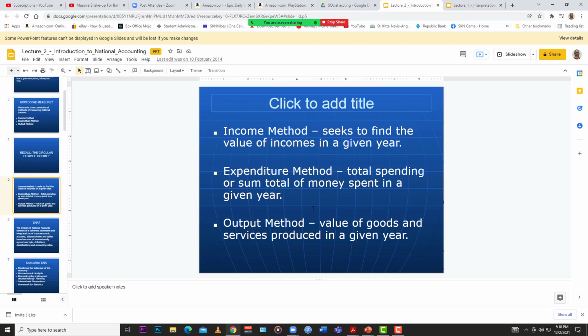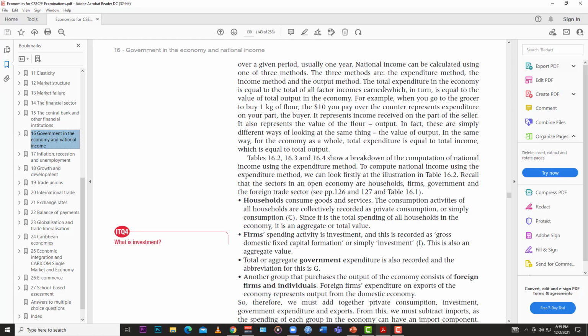So those are the three methods used in calculating GDP or national income, all of them, GDP, GNP, all of them. So income method seeks to find the value of incomes in a given year. Expenditure method, total spending or sum of total money spent in a given year. Output method, value of goods and services produced in a given year. And no matter which one you choose, which angle you choose, you are supposed to end up with the same amount. And the reason for this is because the income that somebody earns, they can use that to purchase goods or services. And that money that they hand over to a business would be that person's expenditure. It would be that business's income, but it is that person's expenditure.